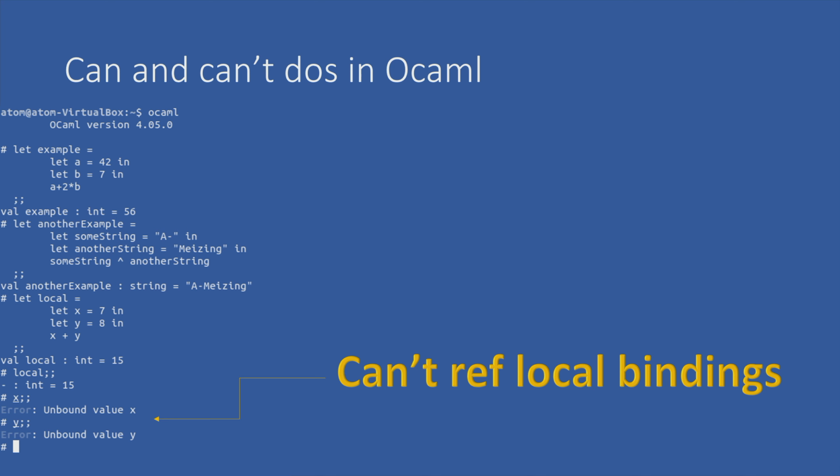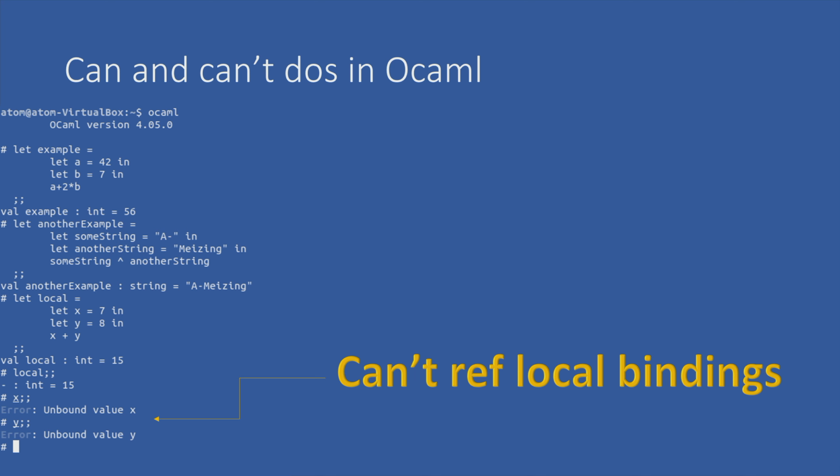Another Overwatch reference for those folks who don't know. And then we've got one more little function down there, local. We've got x and y, x set to 7 and y set to 8. Then we're going to add x and y, so we'd expect local to be 15. Once we finish defining local, we can ask the REPL for local again by typing in local and then 2 semicolons to end that line. Press enter and it will give us the value of local.